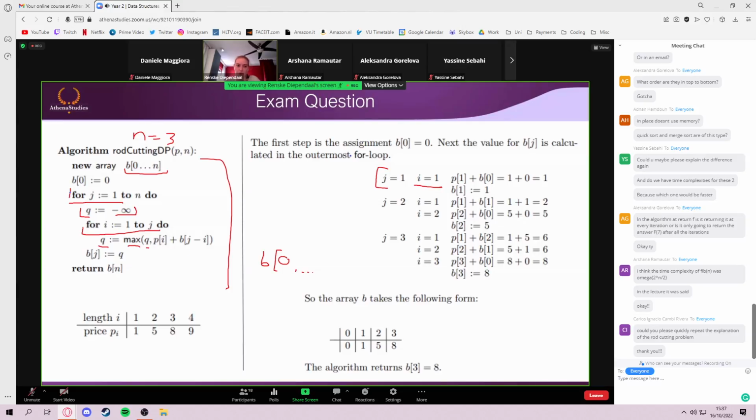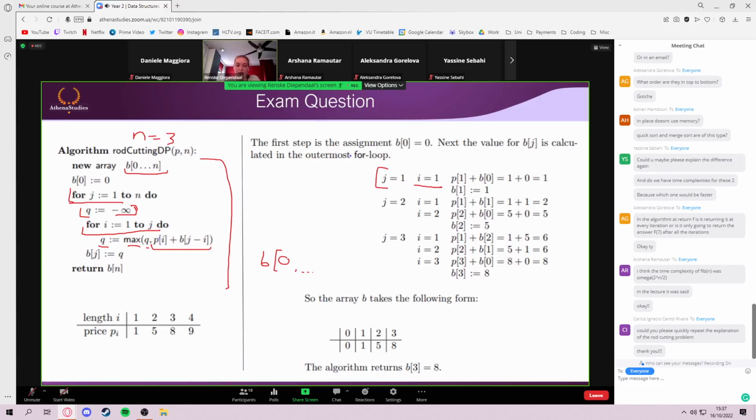So each time you go through a new j loop, this q is going to be reset. Sort of like if you say, okay, I empty my list for the next for loop, something like that. Right, because you want to pick the max of q and something else. So if I put it at minus infinity, it's not going to be chosen. It's focusing on this part.